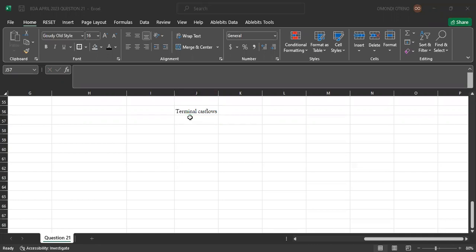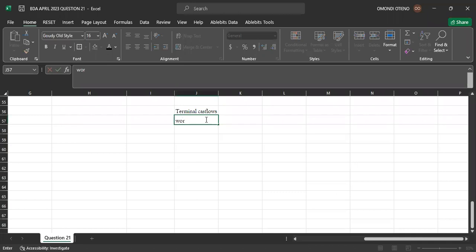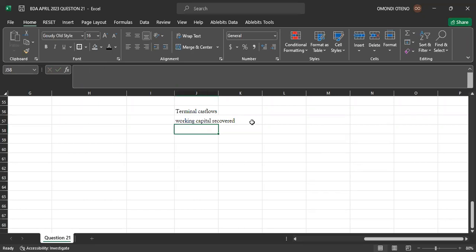Terminal cash flows. So the terminal cash flows, we have working capital recovered. We have residual value, or salvage or disposal amount. Any other terminal cash flow item?